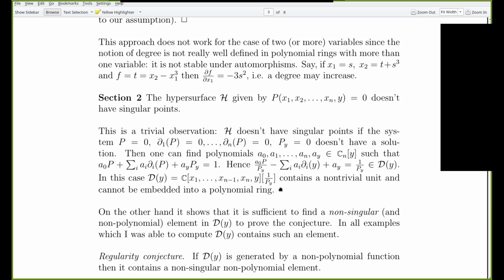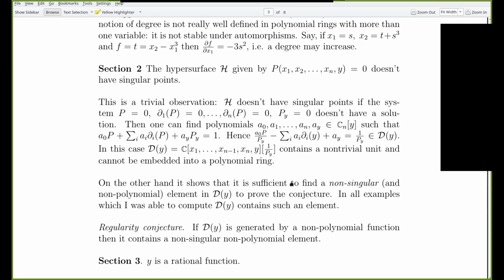So when you have singularities, you cannot immediately prove it, unfortunately, and so this is an open question. Of course, now we can reformulate the conjecture, and that may be the right way to formulate it, namely that the D algebra generated by y always contains a non-singular, a regular algebraic function.